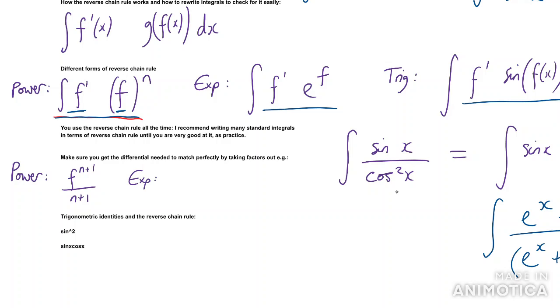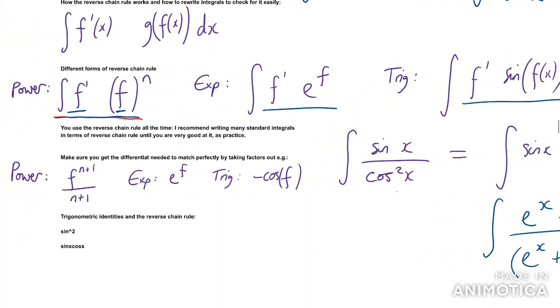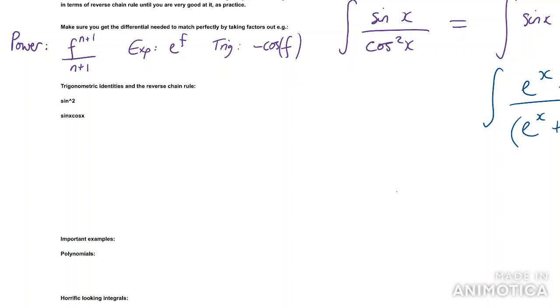Exponential is just going to be e^f, and trig is just going to be the integrated version of that trig function. So sine integrates into minus cos. For example, it would be minus cos f. Okay, and so let's now start going through all the examples.